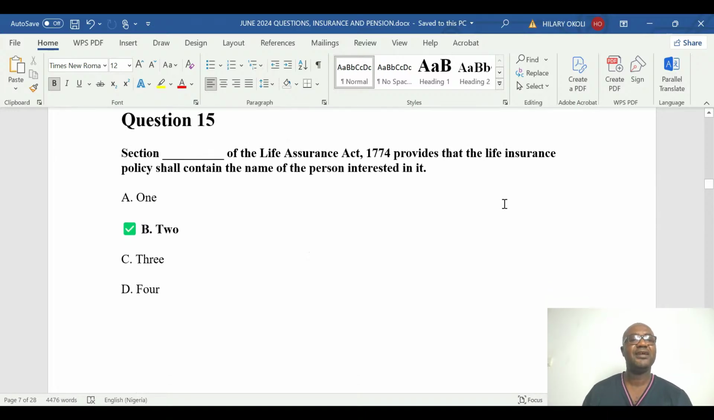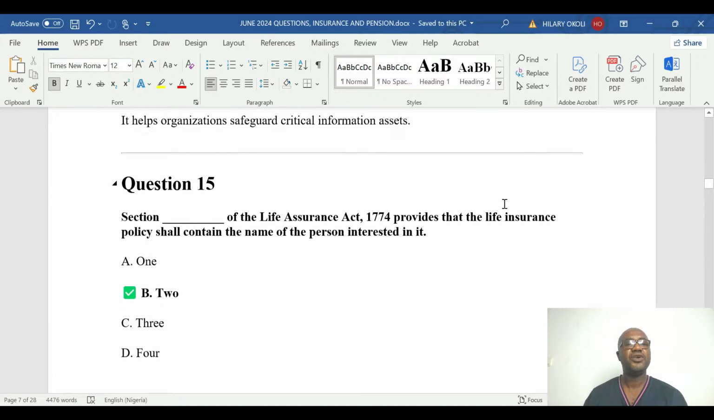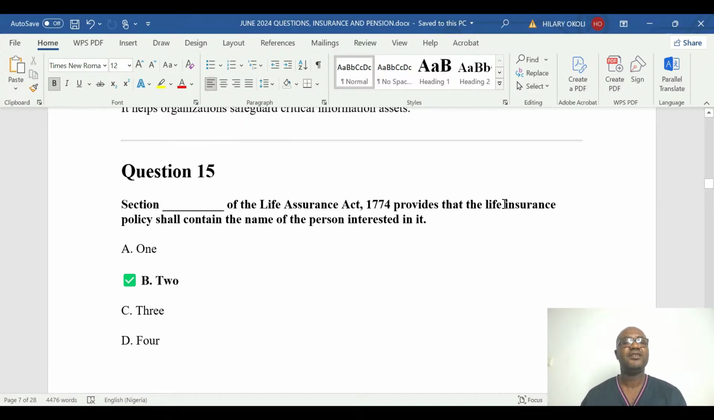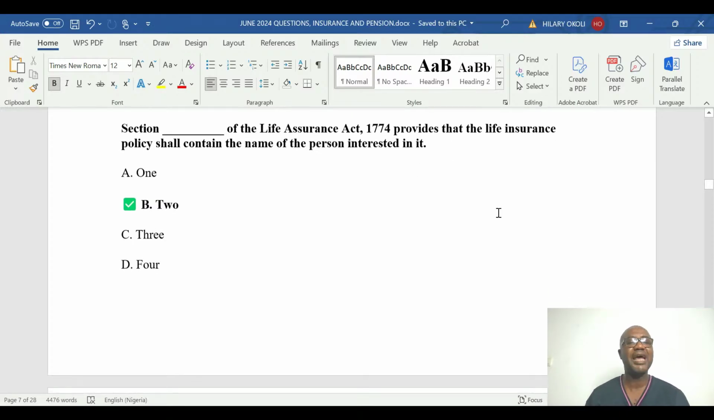Okay, let's look at this question. It says, Section dash of the Life Assurance Act of 1774 provides that the life insurance policy should contain the name of the person interested in it. Which section is that? The answer is Section 2. Section 2 of the Life Insurance Act of 1774. Please try to get it. 1774, Section 2 of the Life Insurance Act.